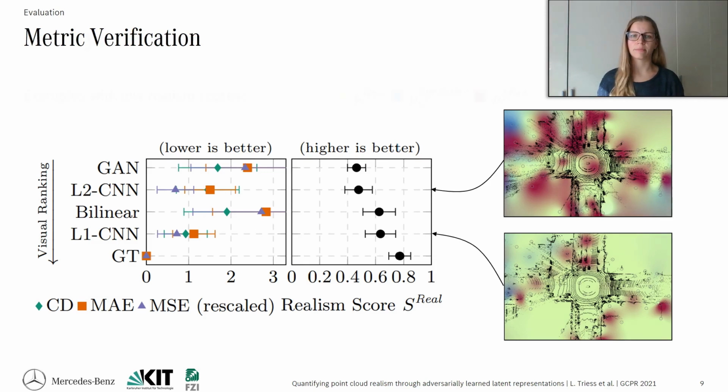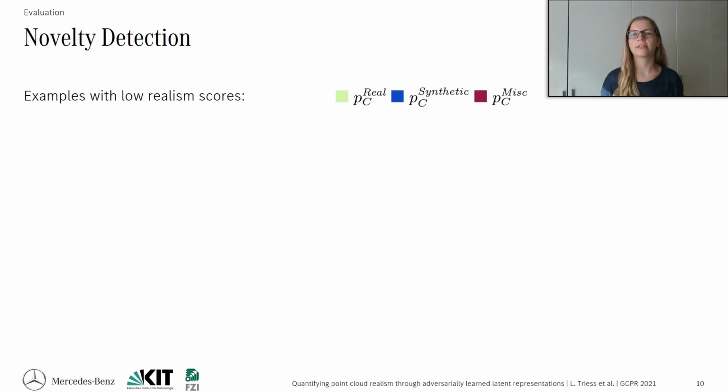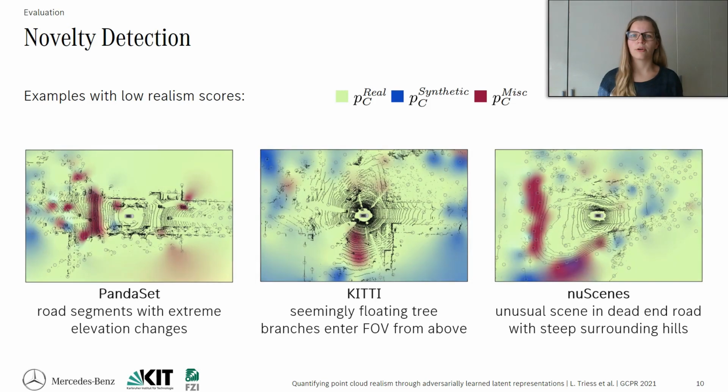Given the locality aspect of our method, we are able to find anomalies or regions with differing appearance within a single scan. Here we see 3 examples where our metric outputs low real scores for real-world point clouds. All of these scenarios are rather uncommon in the data distribution, and therefore it might be interesting to automatically retrieve them from a large set of data for further inspection or labeling.